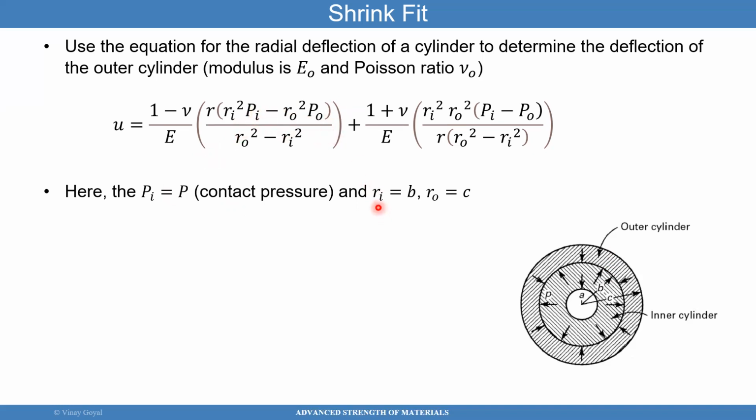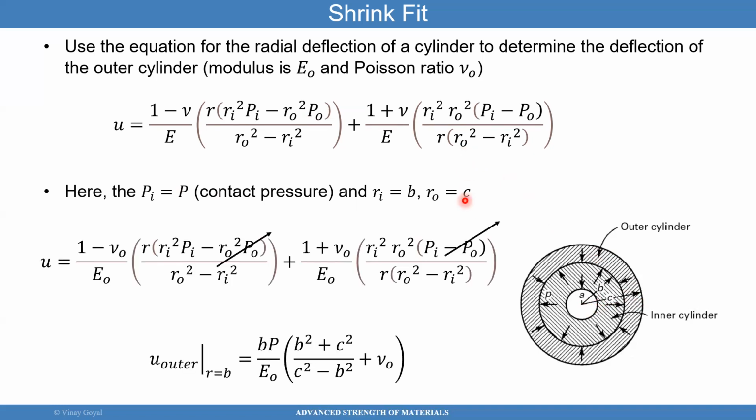And then for the radius, let's look at the radius of the outer cylinder. The inner radius of the outer cylinder is B, so Ri is B, and the outer radius of the outer cylinder is C. So all I'm going to do is just plug it in, and that's what I did. So this goes away. A lot of these terms are a simple substitution, and I get this equation here. The radial deflection at R equals B is this much. So that's what I've done so far.